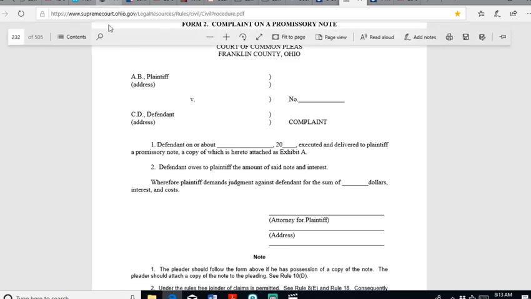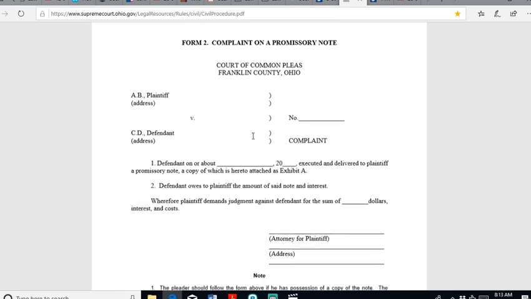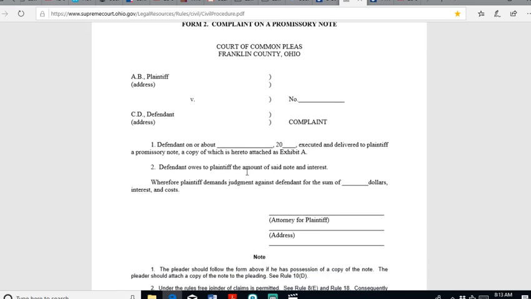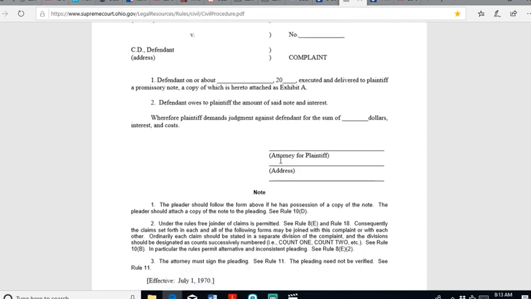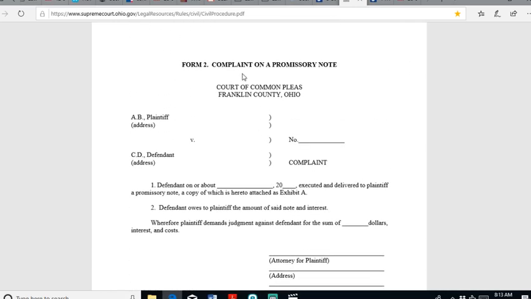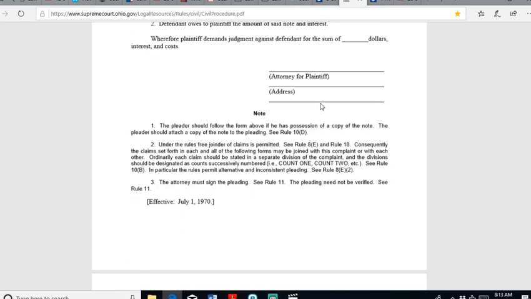So this is an example. And I like to draft my own complaints on my own. So this is just an example. The state has plenty of examples just to show you. This is a complaint for a notary.